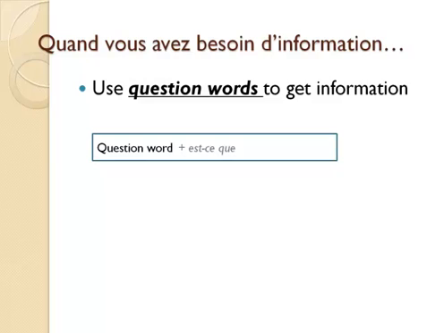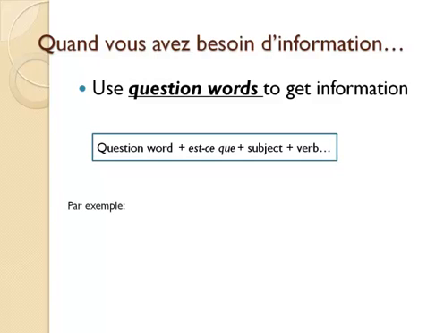Then you can follow that question word with the expression est-ce, which you may remember having seen before. Est-ce literally means is it that, but it is best translated as do or does. Then, after that, we'll have the subject of our question and then our verb and then anything else that we might have before the question mark.